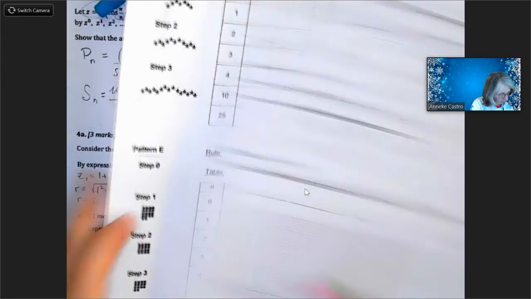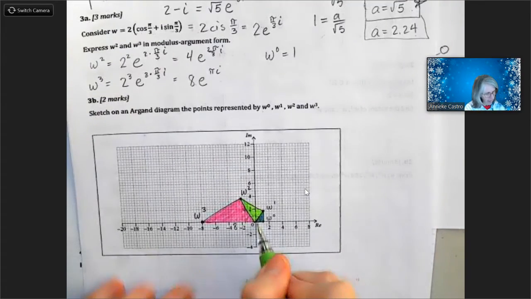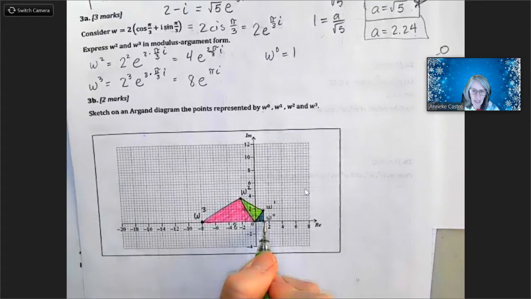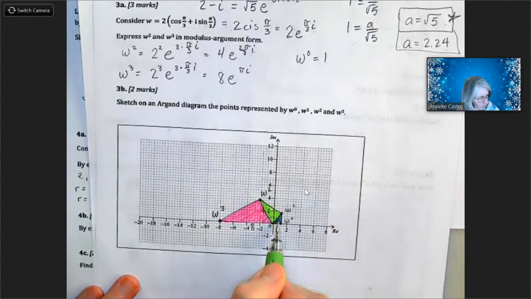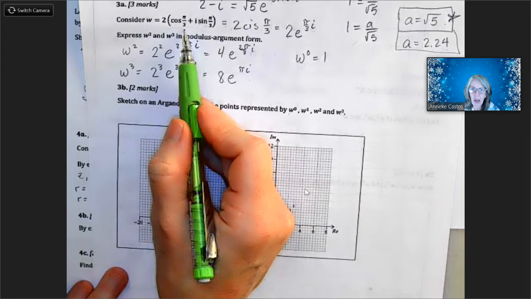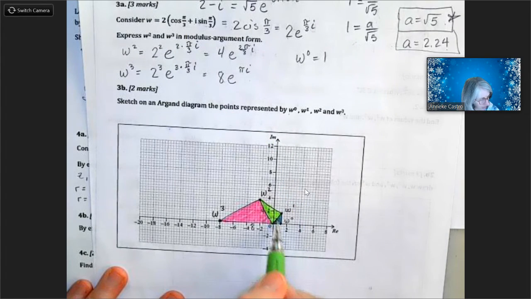So remember when we were graphing these, each time I raised my imaginary number to another power, it just kept rotating the same amount. So this one was pi over 3, cis pi over 3. So I was going pi over 3. And then when I raised it to another power, I went another pi over 3 and another pi over 3.